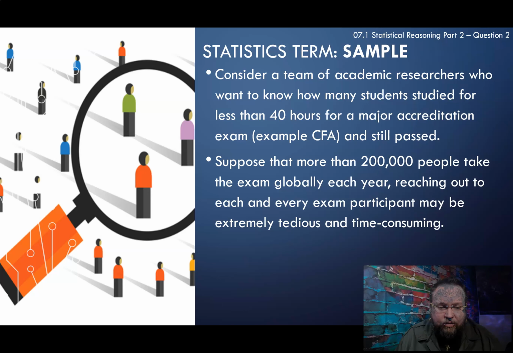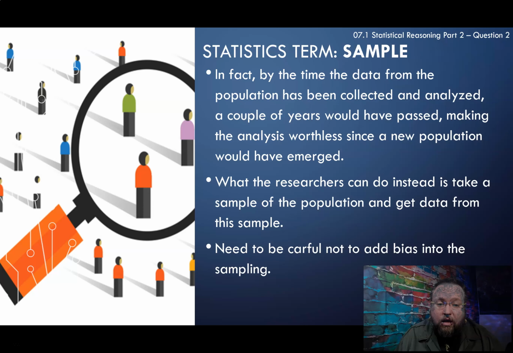It's more of a prediction built off of a hypothesis. And reaching every single one of them is just not going to be practical. It's 200,000. If you had the money and time to do that, it's going to be difficult. So you need to start thinking of some kind of subsample that you're working with. In fact, by the time the data of this entire population is collected and analyzed, a couple of years could have passed, making the analysis worthless, since a new population would have emerged.